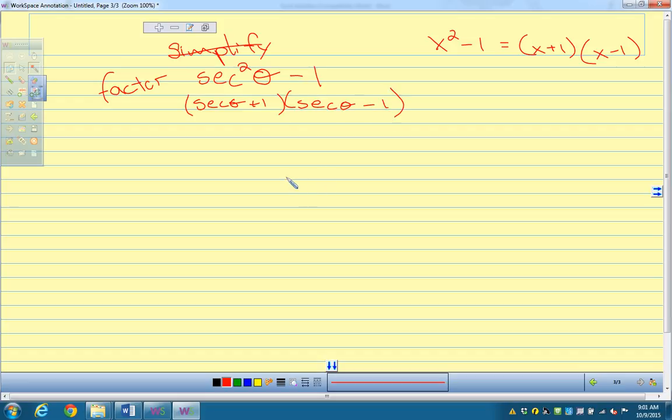Okay? And that's all. And eventually what we're going to be doing is you're going to have this equal to 0, and you're going to have to solve those two equations just like you'd solve the quadratic equation. It is a quadratic equation, but it's got secants and stuff in it. Okay? So that's all that means. All right? Would you know how to factor this?